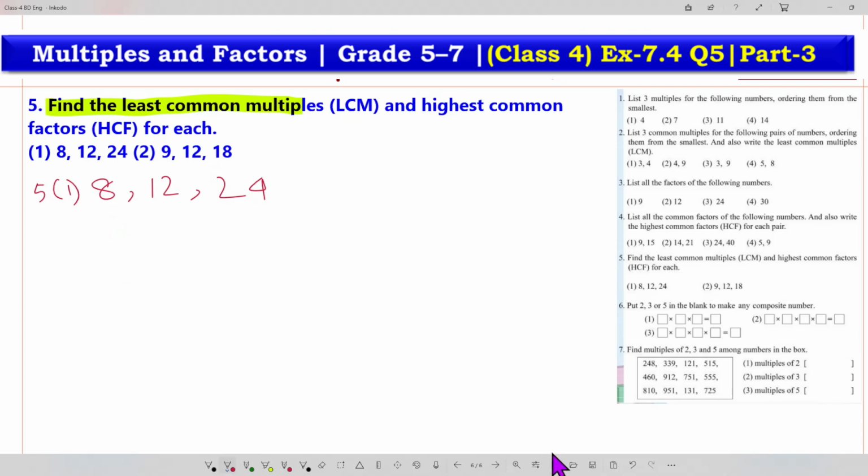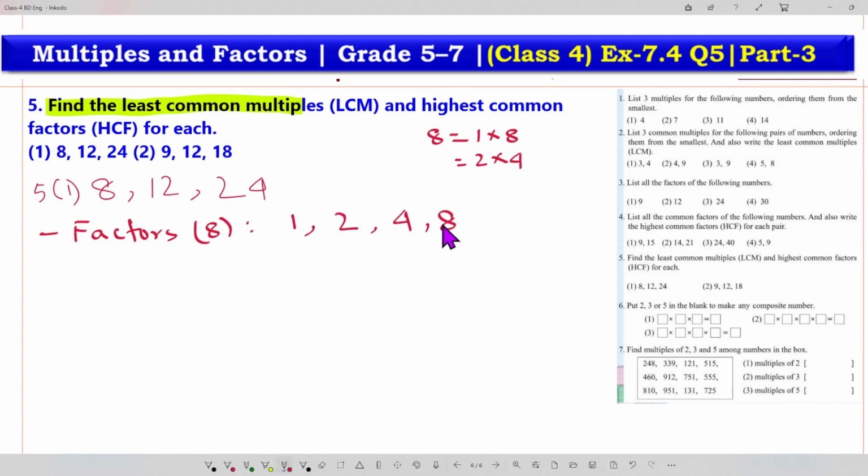LCM and HCF. So we have to complete this one by one. First we have to find out the factors of 8. Factors of 8: we can write 1 times 8, then 2 times 4. 3 is not possible, 4 already wrote. So this is 1, 2, 4, 8.